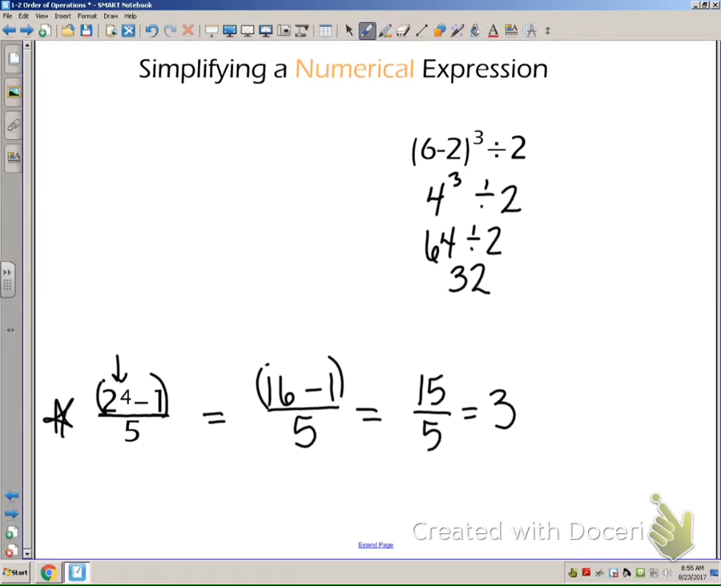So think of this as being grouped together. It's a grouping symbol. It's all over 5. So I'm going to do what's up here on top first. 16 minus 1 is 15. Then I can go ahead and do my division.